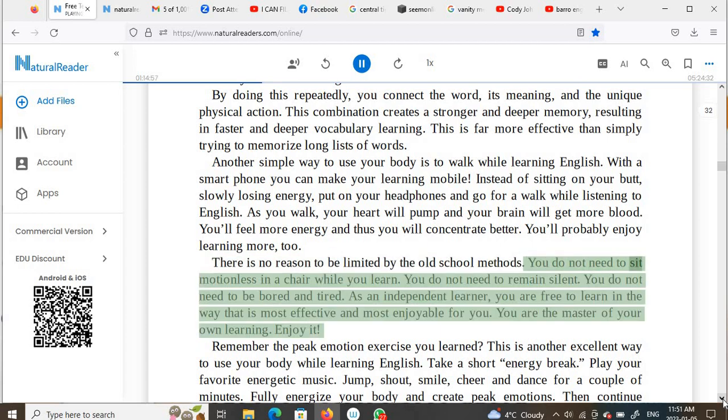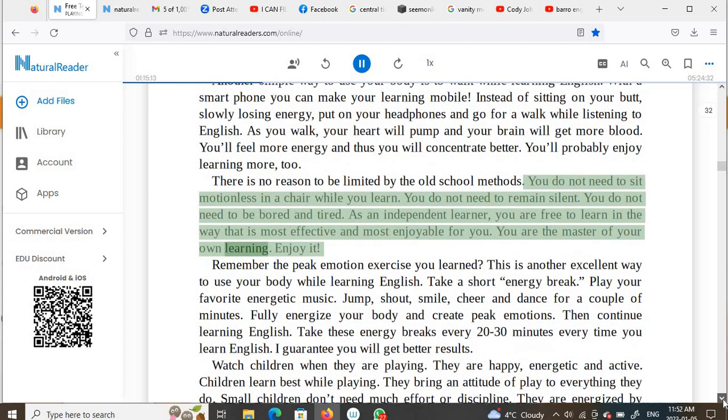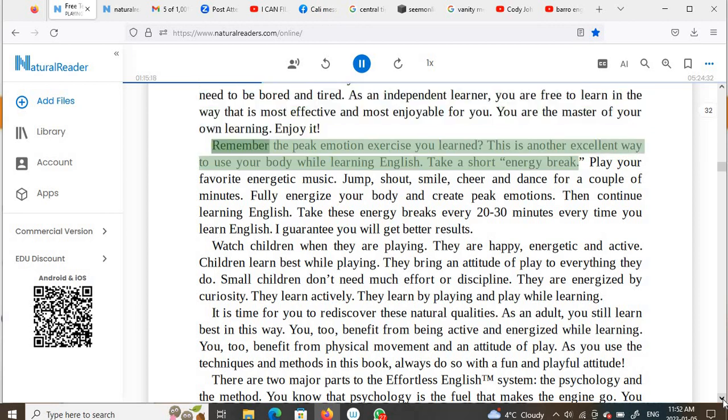You do not need to sit motionless in a chair while you learn. You do not need to remain silent. You do not need to be bored and tired. As an independent learner, you are free to learn in the way that is most effective and most enjoyable for you. You are the master of your own learning. Enjoy it.